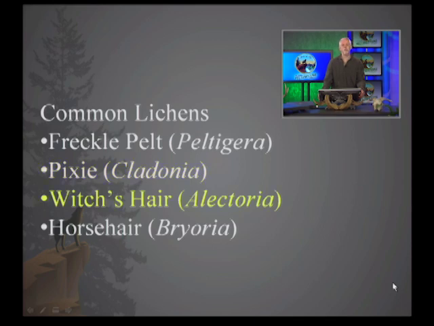Something that we find hanging from the trees, a couple of types: witch's hair in the genus Alectoria, and then also a black one that is similar to the witch's hair that we call horsehair, and that's Bryoria is the genus. So again, we see lots of these up in the Yellowstone ecosystem, both crustose and other varieties.